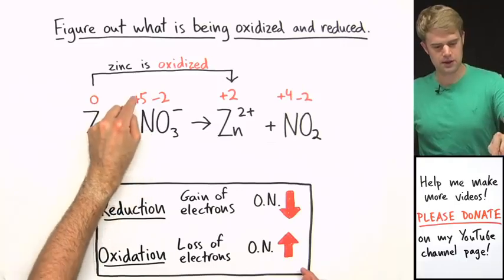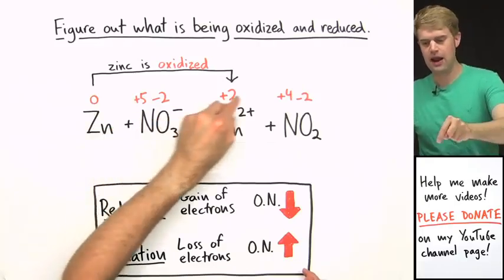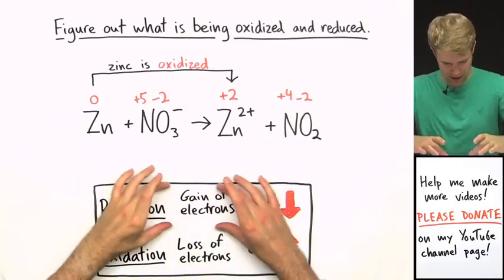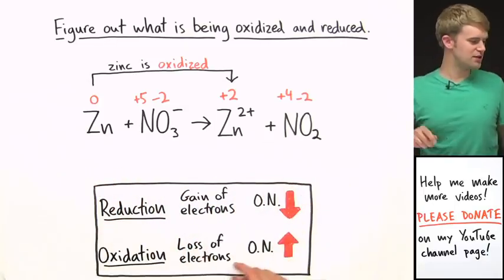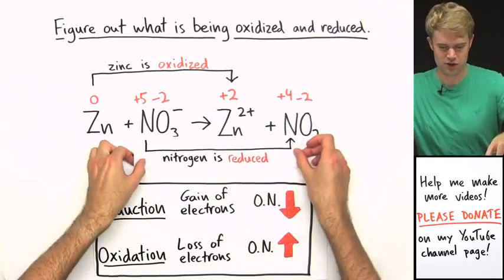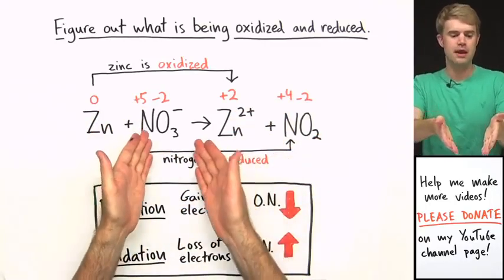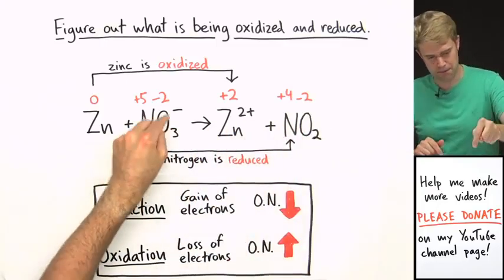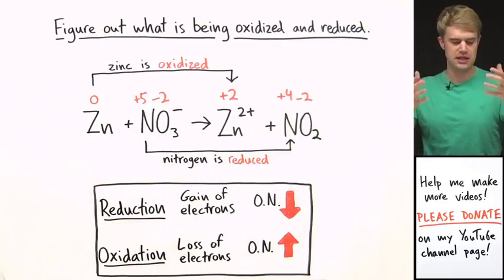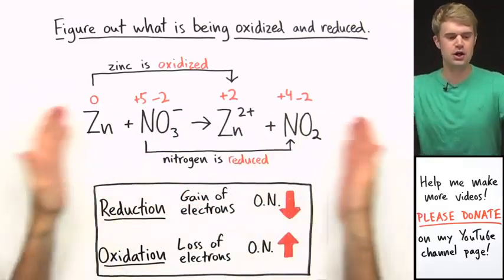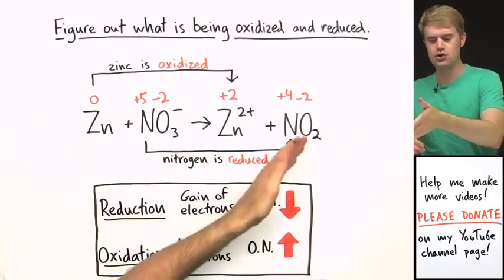Nitrogen here is +5 on this side, and then it's +4 on this side. So its oxidation number is going down. It is undergoing reduction. Nitrogen is getting reduced from +5 to +4. Oxygen is on both sides of the equation. It's -2 here and -2 here, so it's neither oxidized nor reduced, so we don't have to worry about it at all. So zinc is oxidized, nitrogen is reduced.